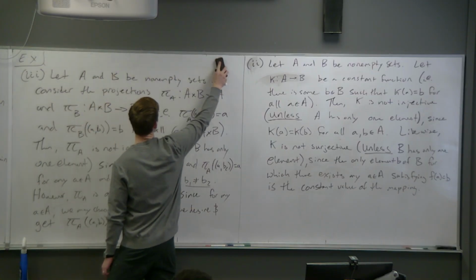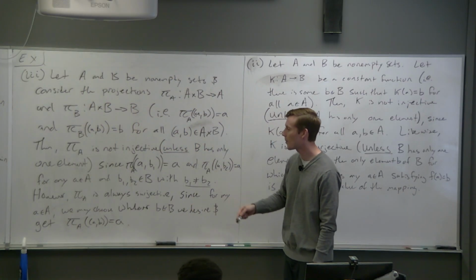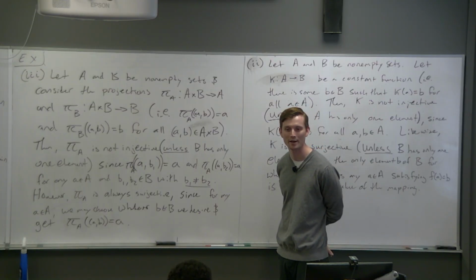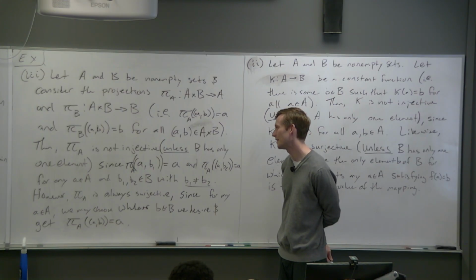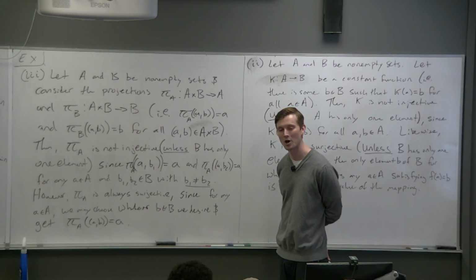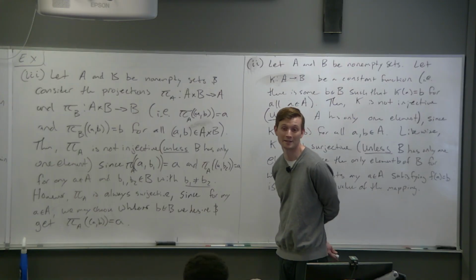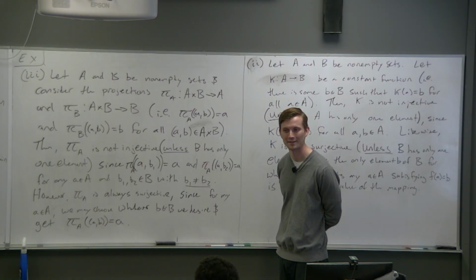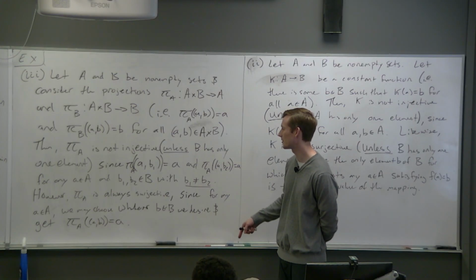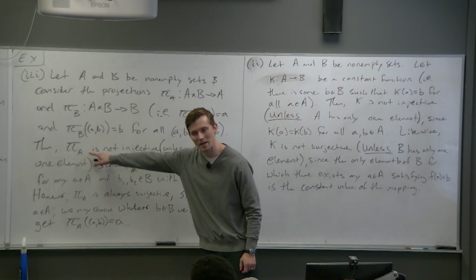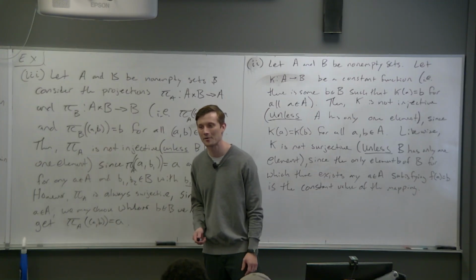Okay. So, fair enough. What about pi b? Does it work the same way? What about the projection onto the second coordinate? Is it injective? No, unless A has only one thing. Is it surjective? Yes, because A has at least one thing. Right on. And it's for basically exactly the same reasons. So the same exact answer, except switch your A's with B's and your B's with A's. And then you're good to go.